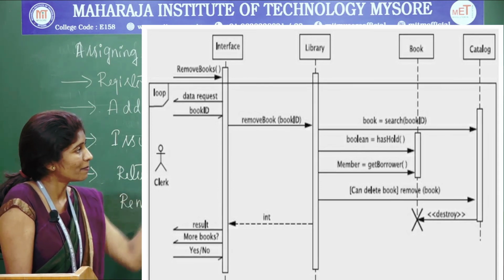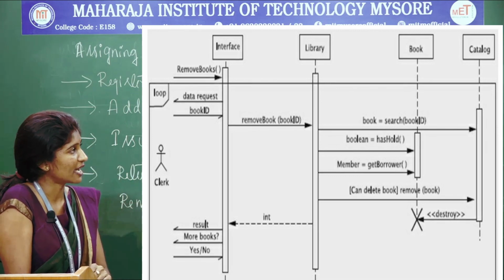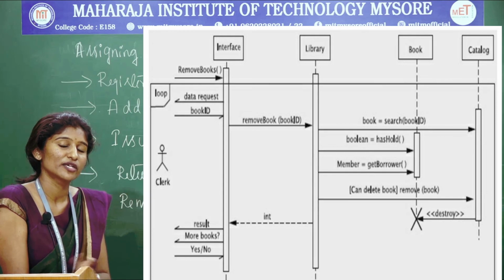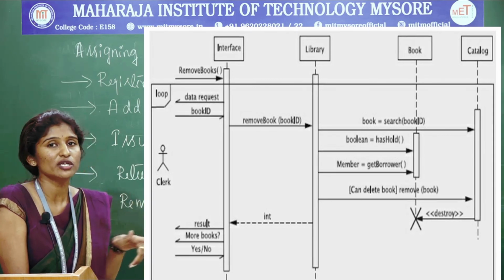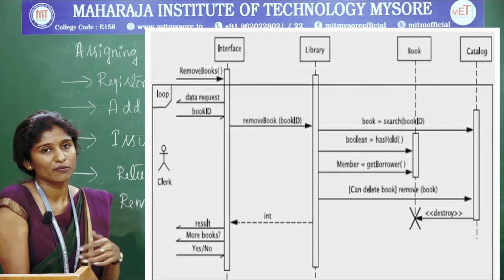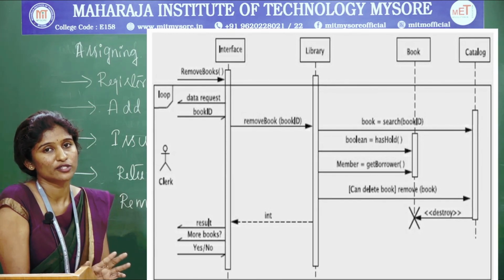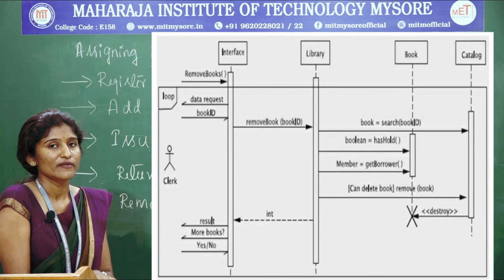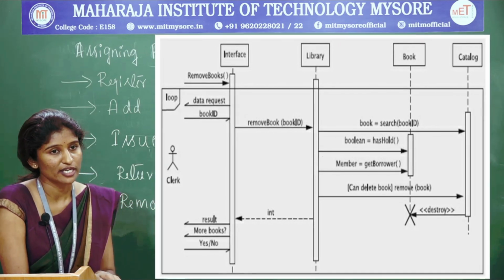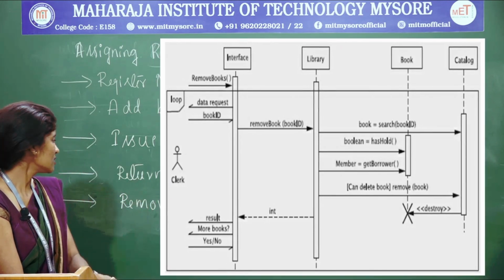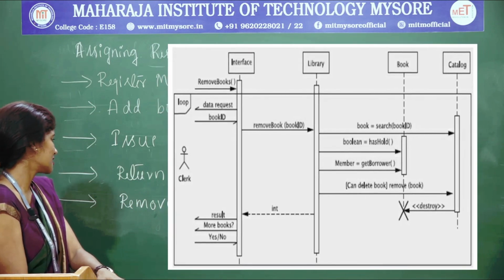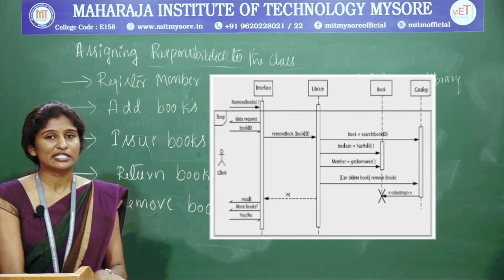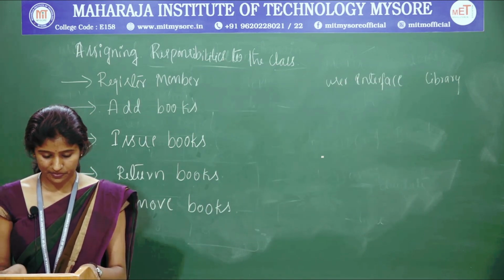You can just see the loop back in the sequence diagram. If you want to remove n numbers of books, that is, more than one book to remove, repeat the operation. If you don't have more than one book, and only one book is to be removed, then only one procedure is needed; otherwise you are going to repeat it. So that is what it is. That is the sequence diagram for removing of the books. Okay, so next we will see the next sequence diagram.